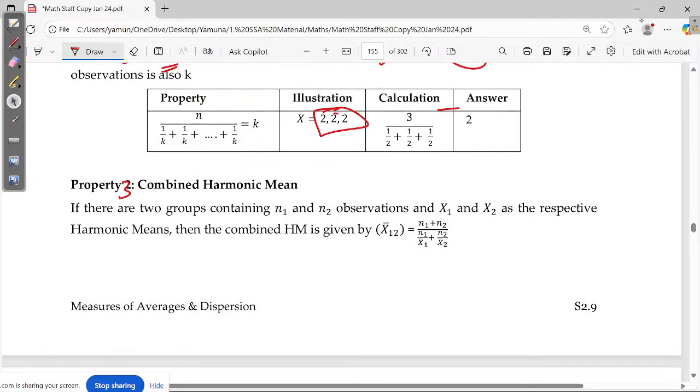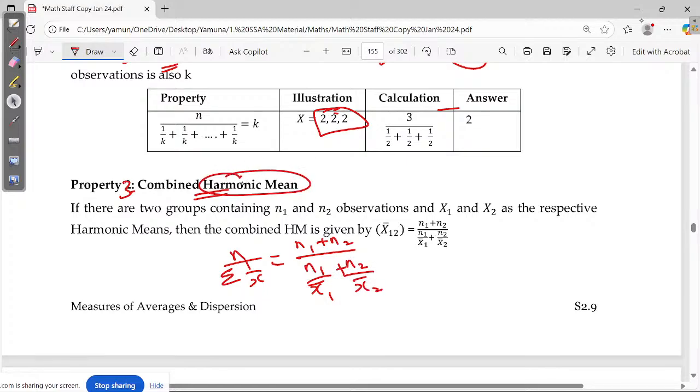Shall I go for property number 3? Property number 3 is a direct one, the combined harmonic mean. As we did with the combined arithmetic mean, the same way it's done over here. So what's the normal harmonic mean formula? N by summation 1 by x. Here we'll take n1 plus n2. If you have two sets, n1 plus n2 divided by n1 divided by x1 bar plus n2 divided by x2 bar. This is the combined harmonic mean.